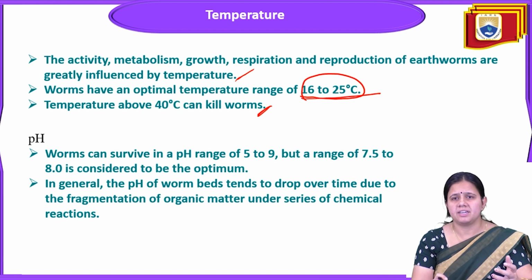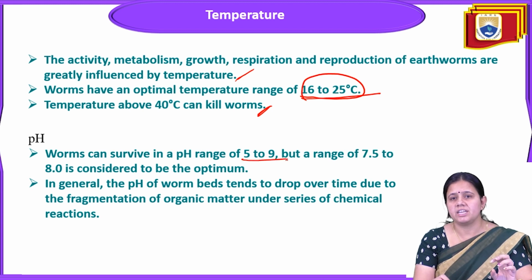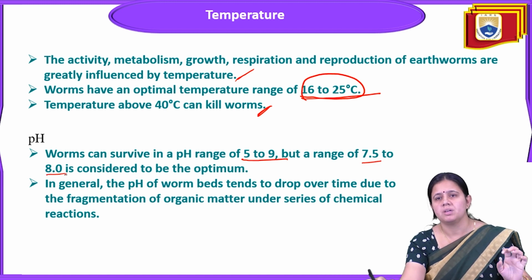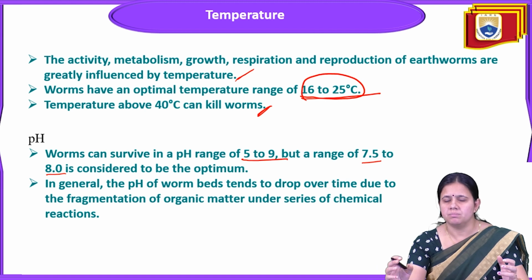pH is like that. We should maintain the pH within the range of 5 to 9, but a range of pH 7.5 to 8 is considered to be optimal. So the pH range is 5 to 9 only, but a good condition for earthworm survival is 7.5 to 8 only. And in general, the pH of worm beds tends to drop over time due to the fragmentation of organic matter under a series of chemical reactions.